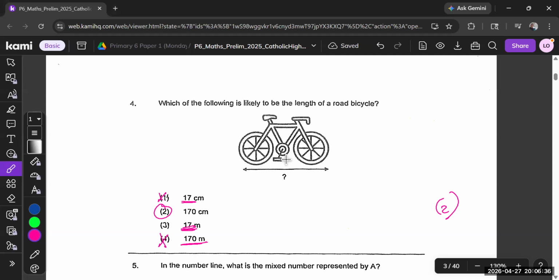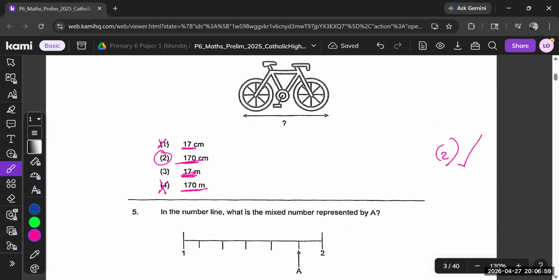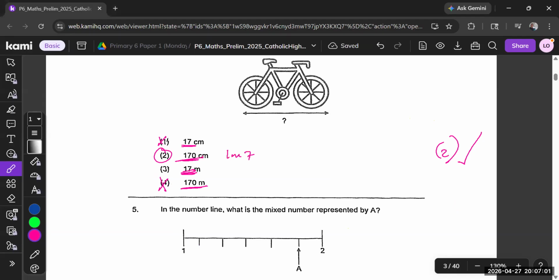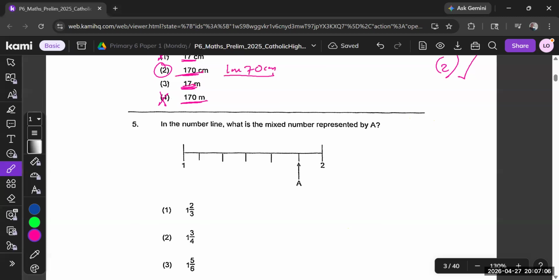So your bicycle is actually about the length of your body of an adult. So if you ask your father, who is very tall, to lie down on the floor, and then you put the bicycle beside your father, it's about the same length. How tall is your father? Maybe about 1.7. Around there. So it's the height of a person. So the length of the bicycle is actually the height of a person. 1.70 meter. Okay, and what is that? 1 meter and 70 cm. Same. Okay, all right. Question number 5.